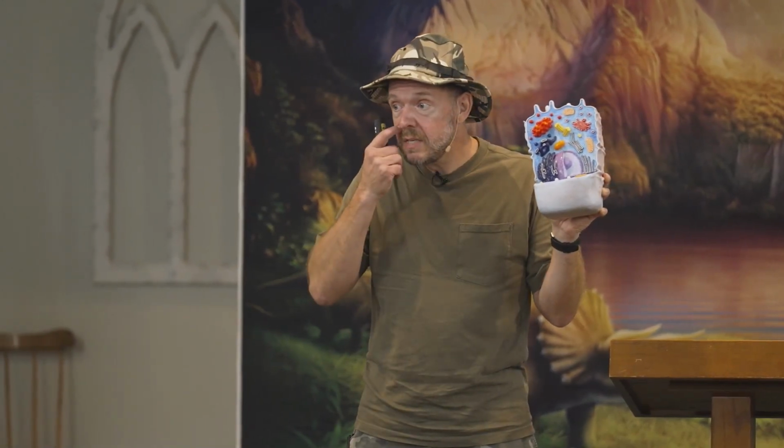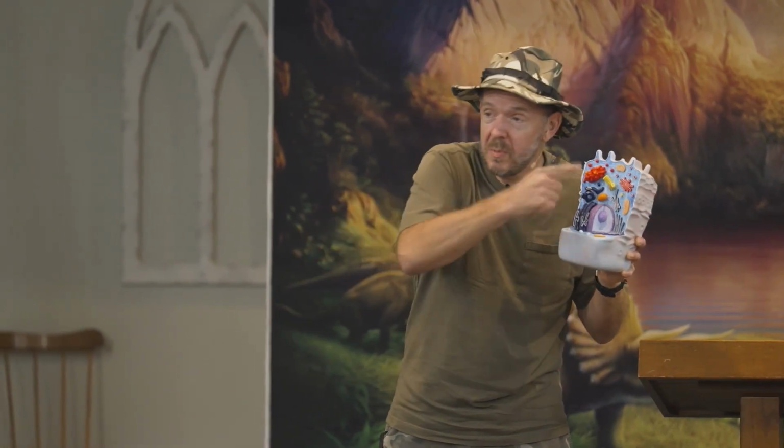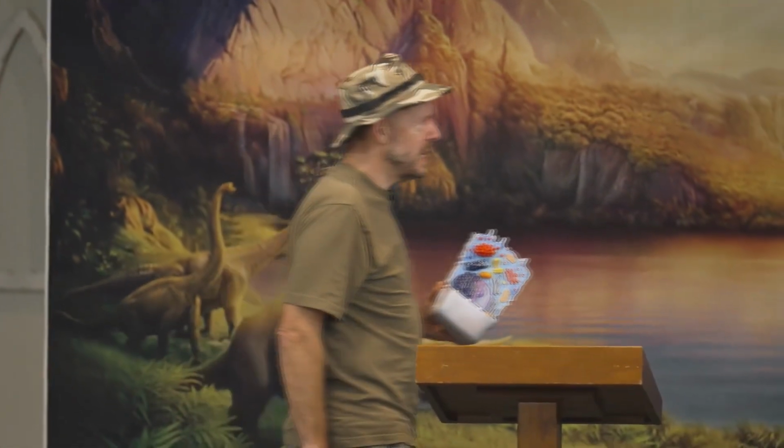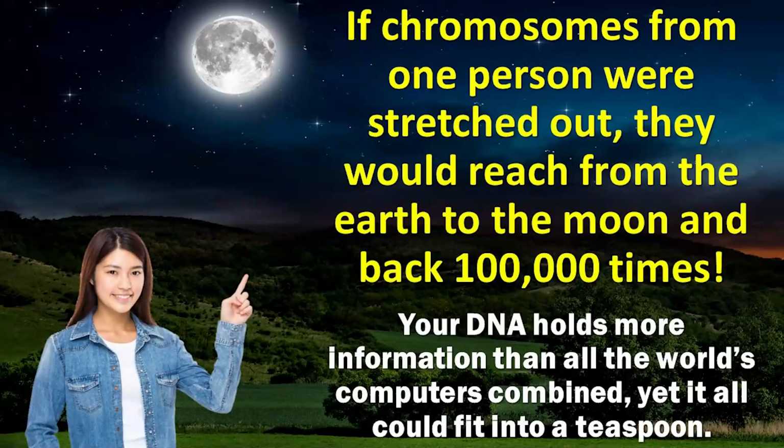We used to think life was kind of simple at the cellular level. We are even now trying to understand a lot of what these cellular machines are doing in there. Ridiculous, crazy complexity. Talk about the DNA. The DNA of one human being, if you stretch out all your chromosomes, would go back and forth to the moon 100,000 times. Unbelievable amounts of information, yet that DNA could fit into a teaspoon. More information than all the world's supercomputers combined.